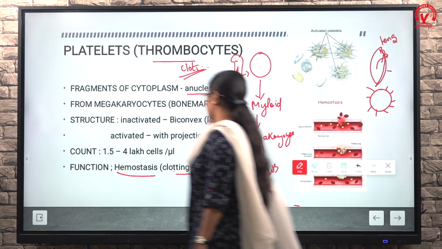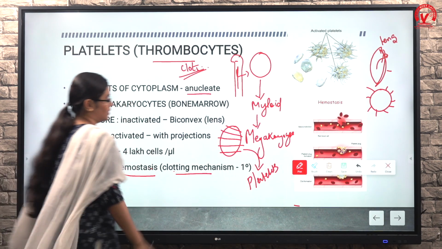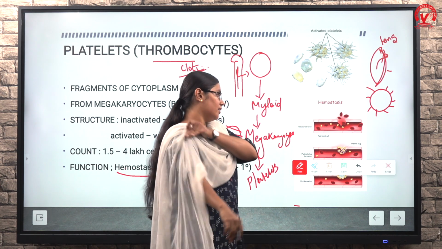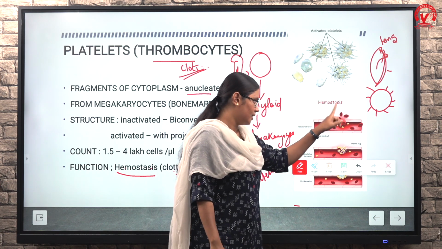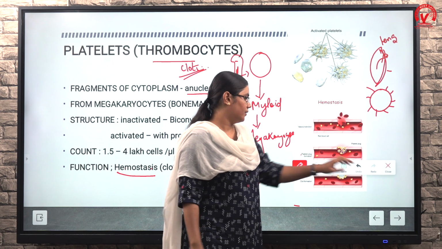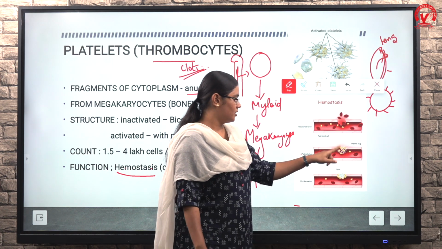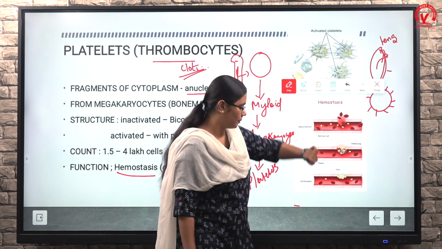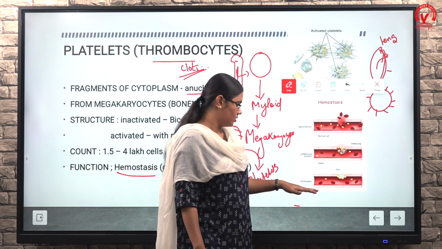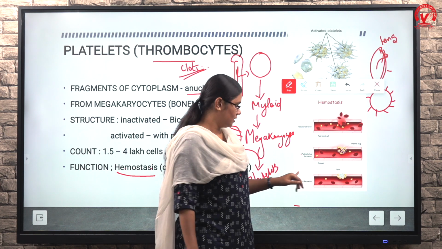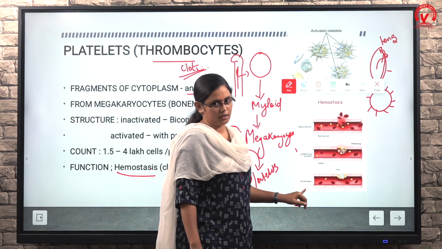We saw already about the primary and secondary clotting mechanism, which is given in the diagram. So, here we can see there is an injury, the blood is leaking. So, first in the primary clotting mechanism, the platelet reaches the injury site and forms the platelet plug, followed by fibrinogen, which forms the meshwork. So, this is the primary and this is the secondary clotting mechanism.